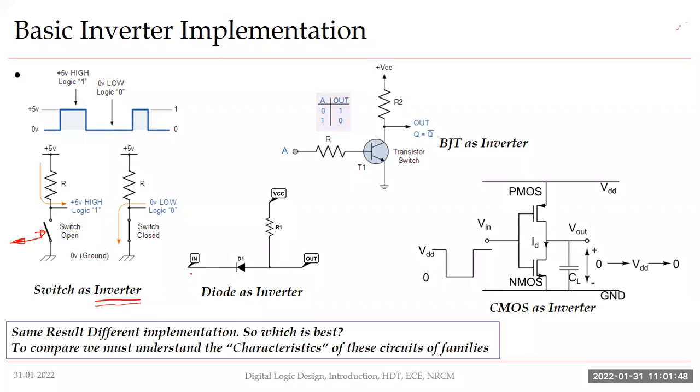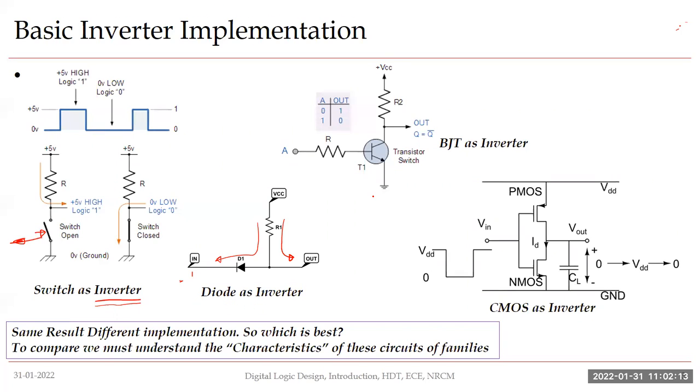As soon as I give logic 1 here, this device becomes reverse biased and the current flows through here. However, if I connect it to ground, this is the least resistance path, so the current will flow from here to here, and using this I can use a diode as an inverter.